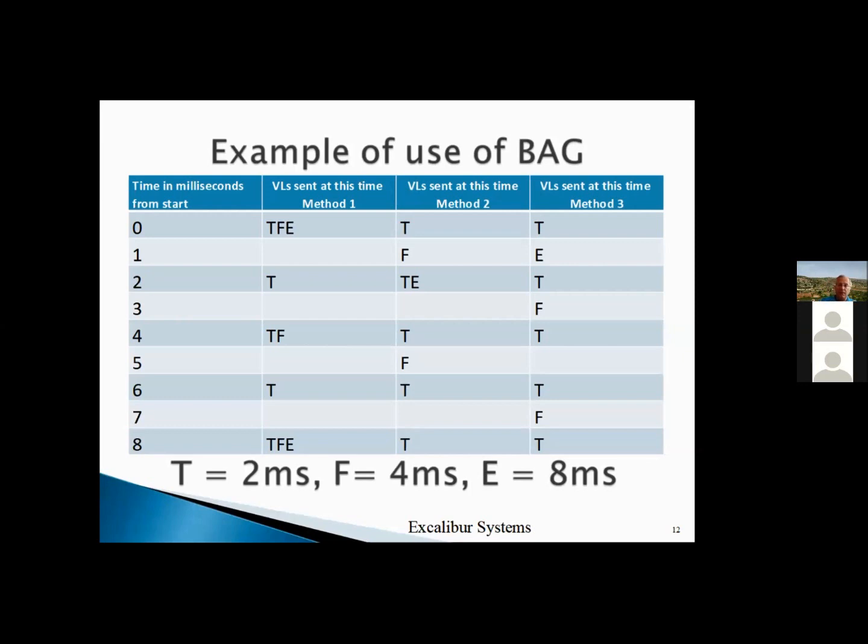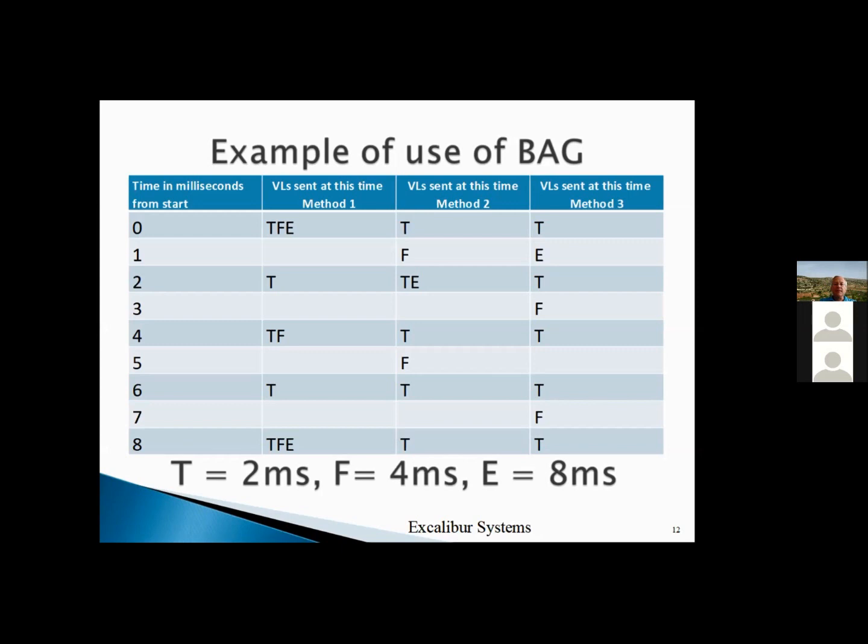The first is the simplest way of doing it, saying at time 0, I send everything. And then I'll send them according to their BAGs. So at time 0, I send T, F, and E. And then because T is sent every 2 milliseconds, at time 2, I'm going to send T. F is sent every 4, so I'm going to send F at time 4. Of course, I have to send T as well, because 4 is a multiple of 2. And then at 8, it's going to look the same as 0. So I'll start again with the TFE and so on. 8 is in all 3 cases the same as 0.